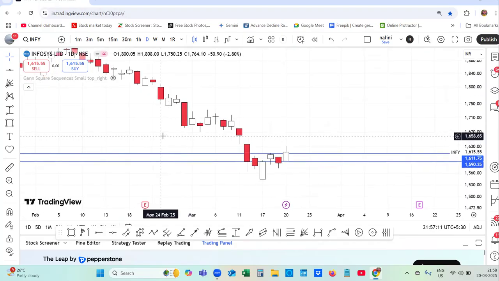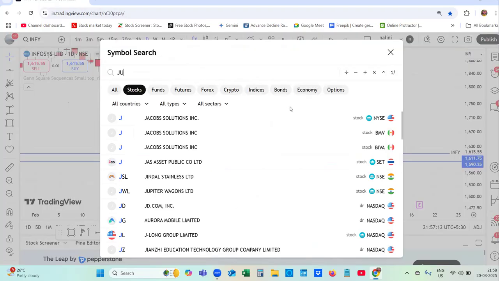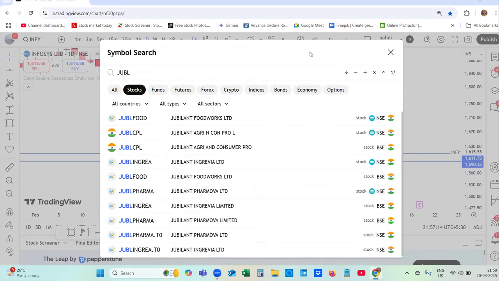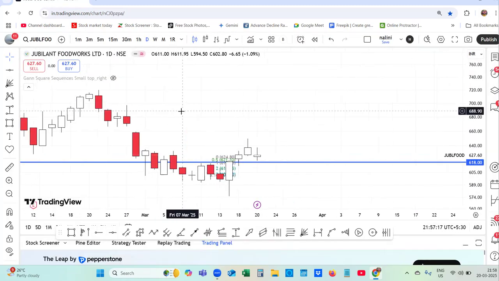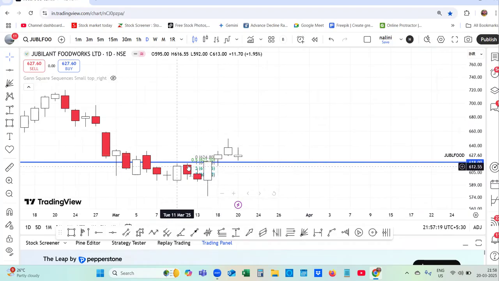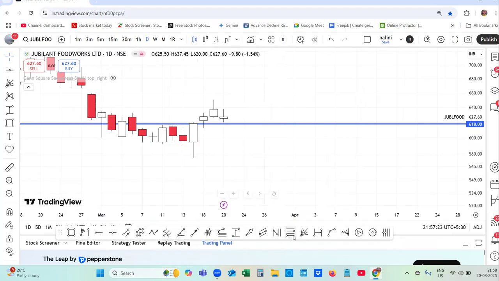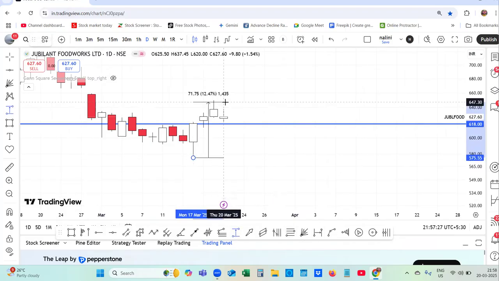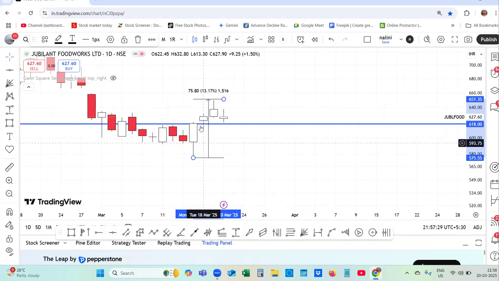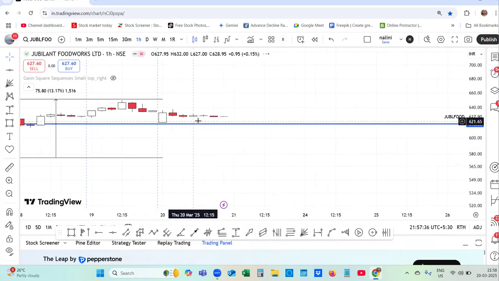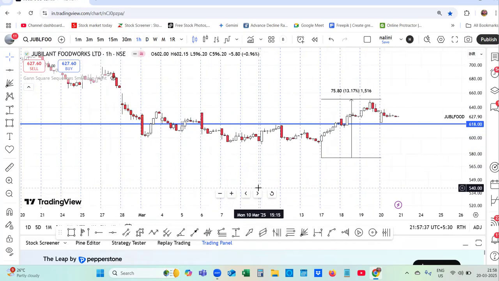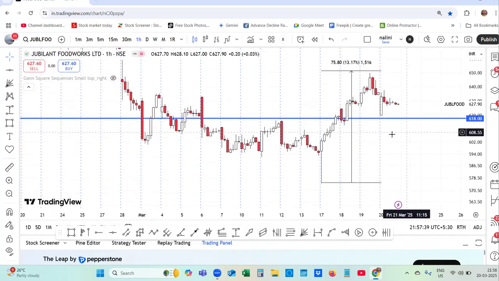Like that, Jubilant Food, what has happened to Jubilant Food? Let us see. It has come back because this is a natural process. After this move, it has given from here 12% of move, and it is a retracement. After a 12% move, it is a retracement. Let us go to hourly. Why are we getting this type of retracement?